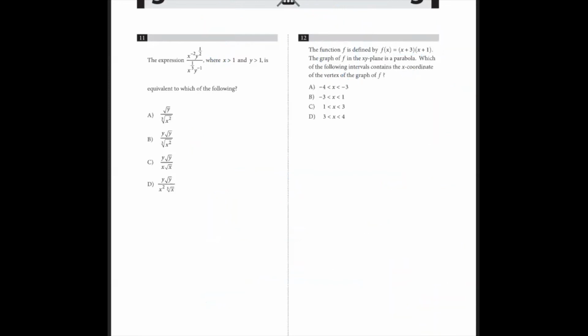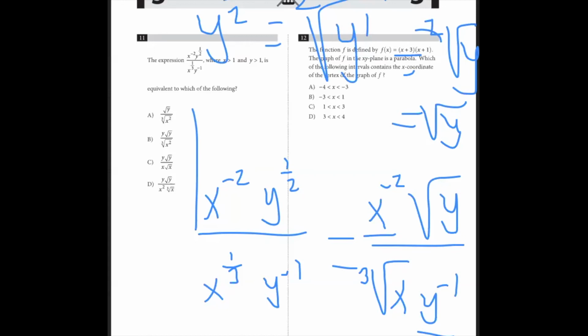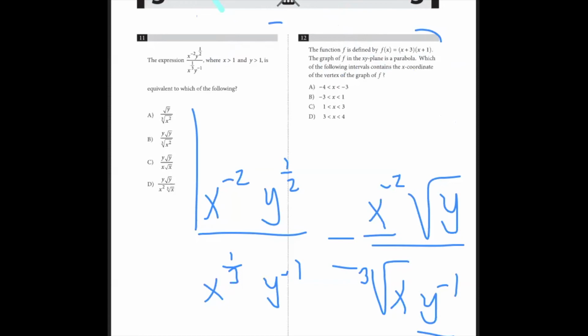Let me do it in a different color and explain what to do with those. When you have something with a negative exponent, it's important to bring it to the denominator. X to the negative 2 can simply be rewritten as 1 over x squared. And y to the negative 1 can be written as 1 over y to the 1, which is just 1 over y.